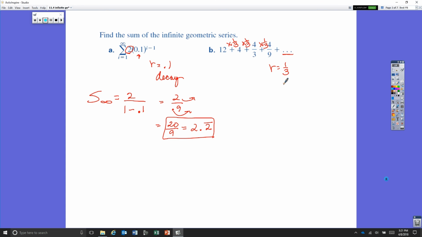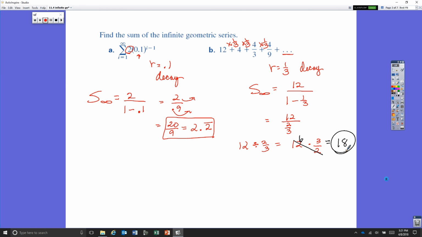Is that a ratio of decay or growth? It is a ratio of decay. So my sum will converge. So an infinite sum, first term, 12, divided by 1 minus the ratio of 1/3, gives me 12 divided by 2/3. That's the same as 12 times 3/2. Well, 2 and 12 reduced to 6 times 3, is 18. That is what this sum will converge to.